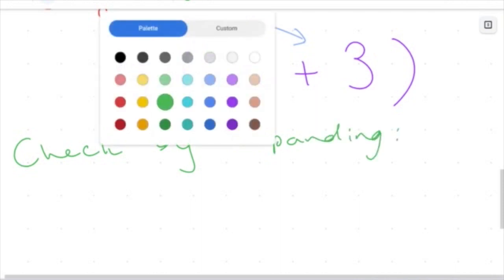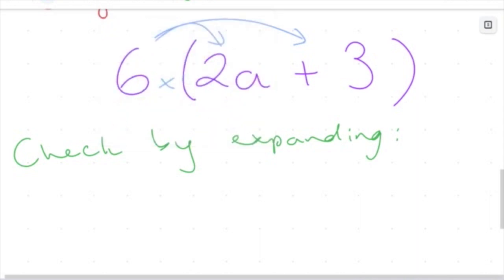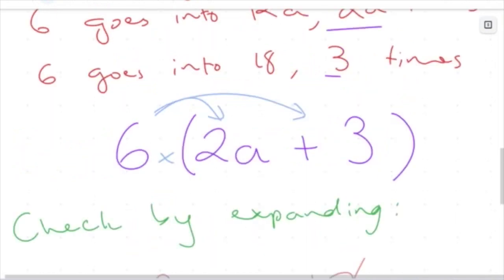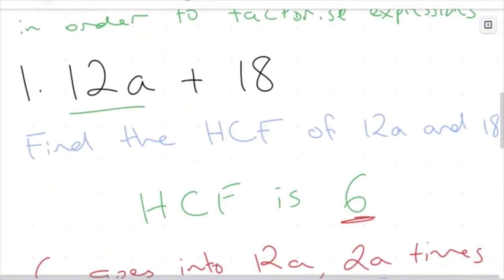So we want to expand this thing here. And what we do here is we just multiply 6 by both terms in the brackets. So we have 6 times 2a gives me 12a, and 6 times 3 gives me 18. Let's just check. Well, that is correct.